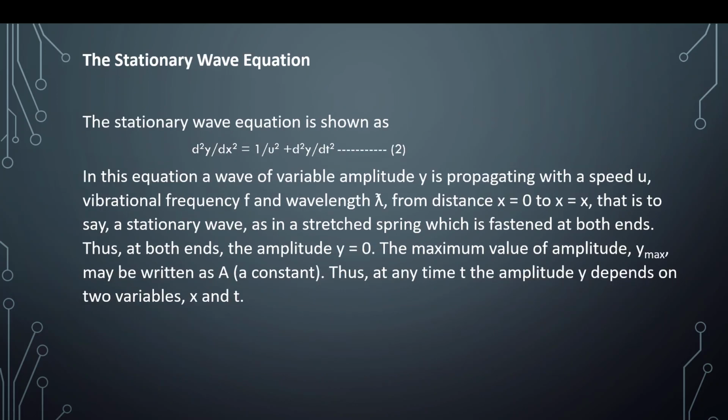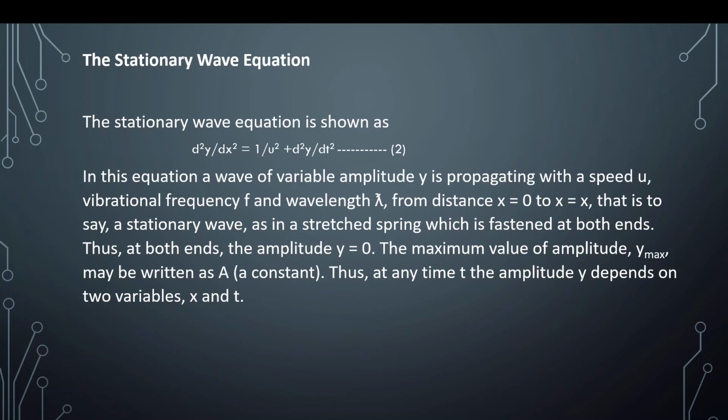The stationary wave equation, equation number 2, shown below: d2y upon dx2 equal to 1 upon u square times d2y upon dt2. Here u is the velocity of the particle, y is the amplitude or a wave function, x and t are variables. x is the position variable, t is the time variable.